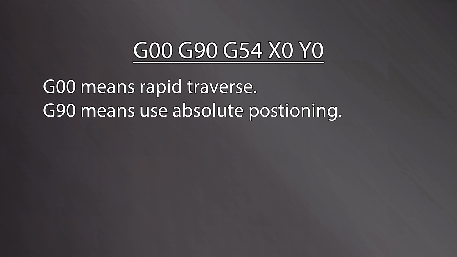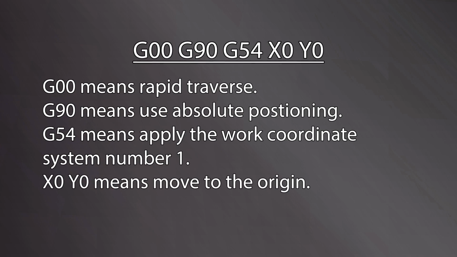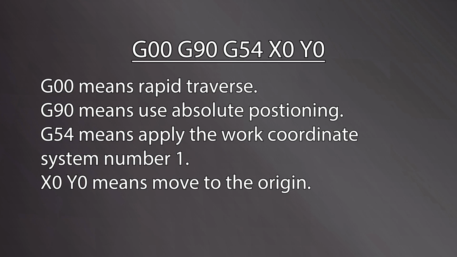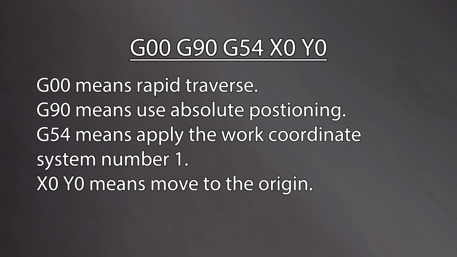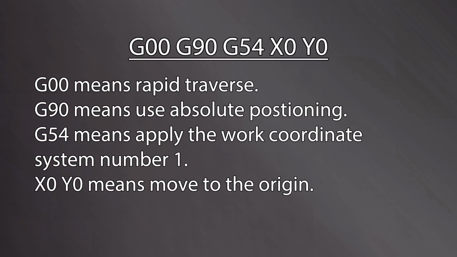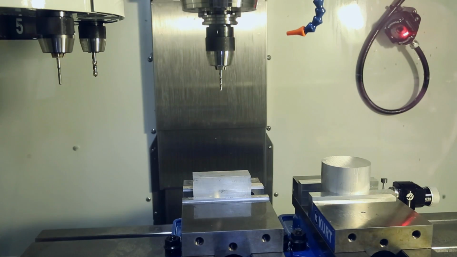G90 means use absolute positioning, one fixed origin. G54 means apply the work coordinate system number 1. Right now, we have it set as the corner of the block. X0, Y0 means move to the origin. Be sure you do not enter any Z moves in this code, or a machine crash may result. First, we'll jog the tool into position above the workpiece.